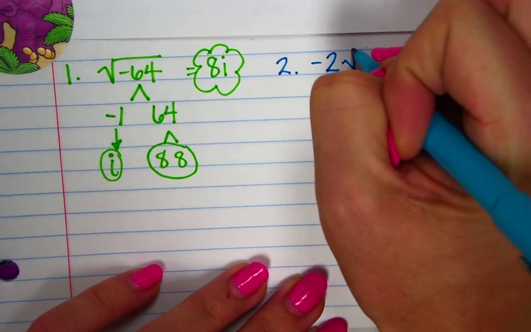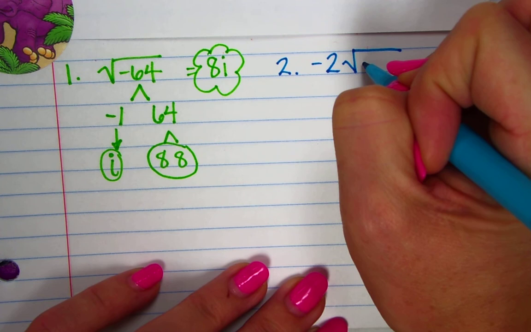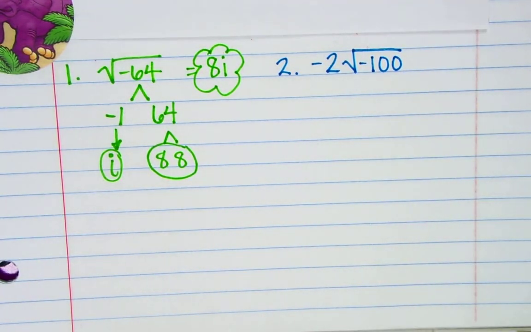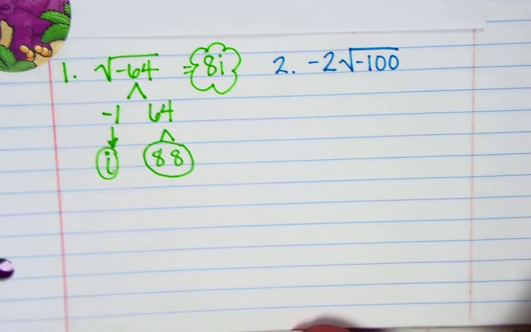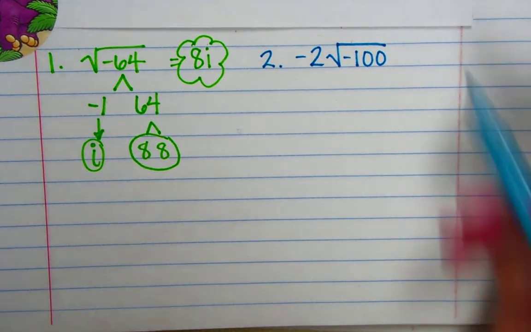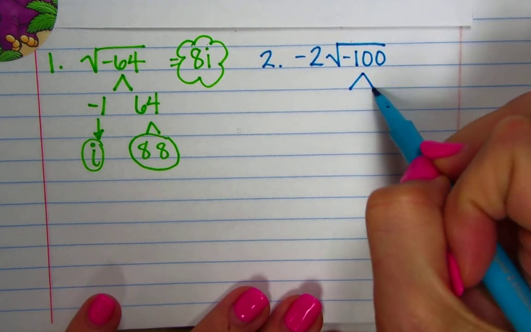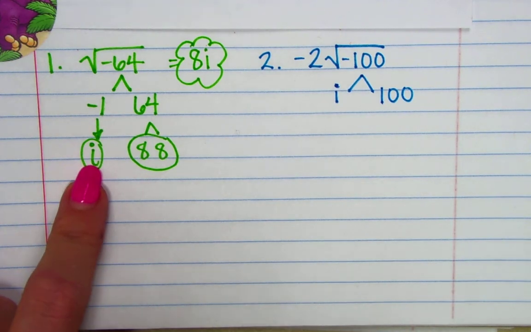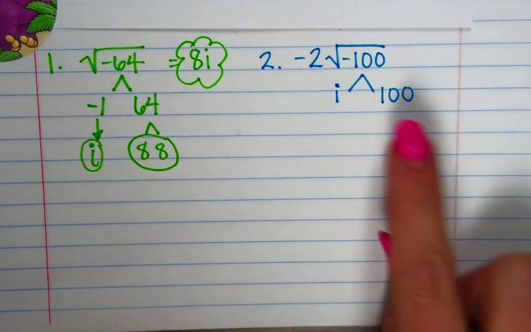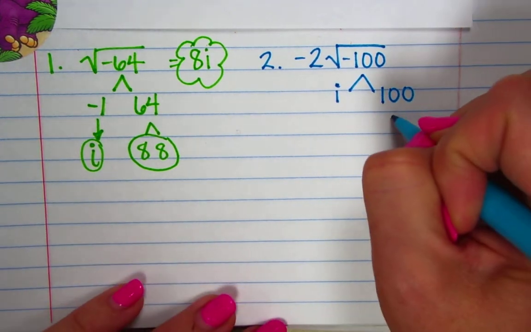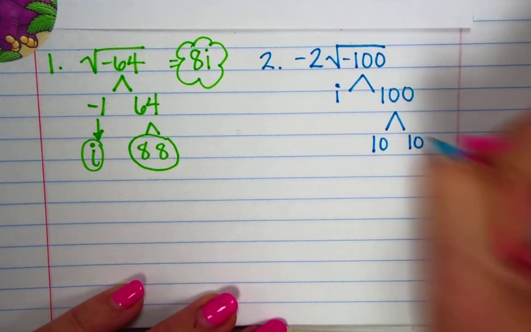This one we're going to do -2 outside, square root of -100 inside. What's the first thing we need to pop out? When you see a negative, I'm going to skip this step and just go straight to I times 100, to get us there faster. Is 100 a square number? 10 and 10. Good job. Again, you could do 2 times 50 and then break down 50.